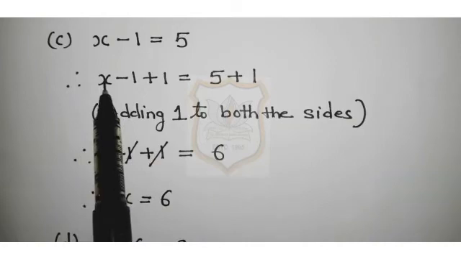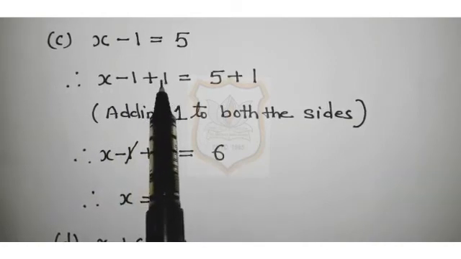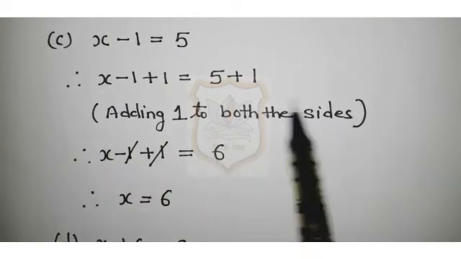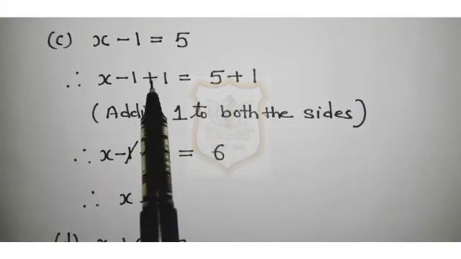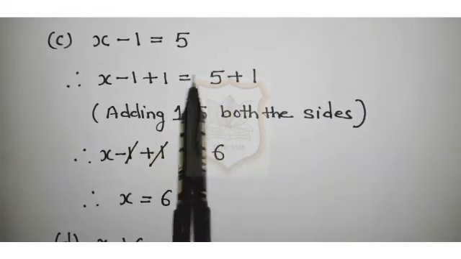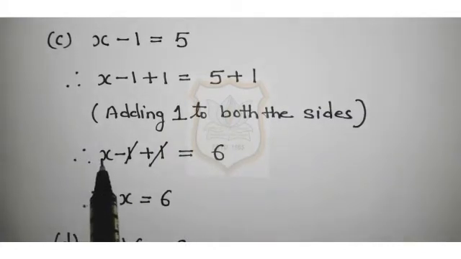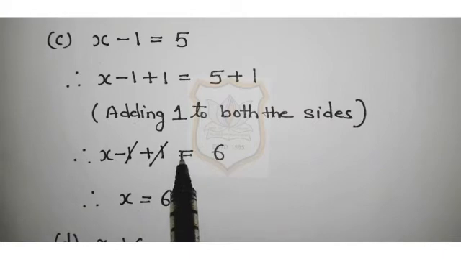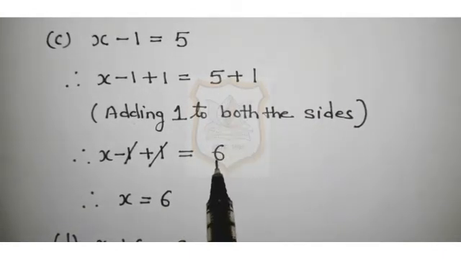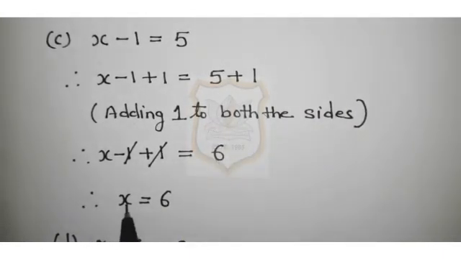So, therefore, x minus 1 plus 1, because we add 1 to both sides, is equal to 5 plus 1. On both sides, we will add plus 1. Now, therefore, x minus 1 and plus 1 cancel out, is equal to 5 plus 1, that will be 6. Therefore, x is equal to 6. Value of x is equal to 6.